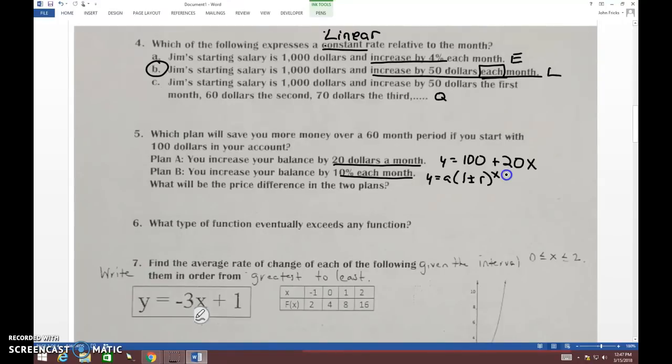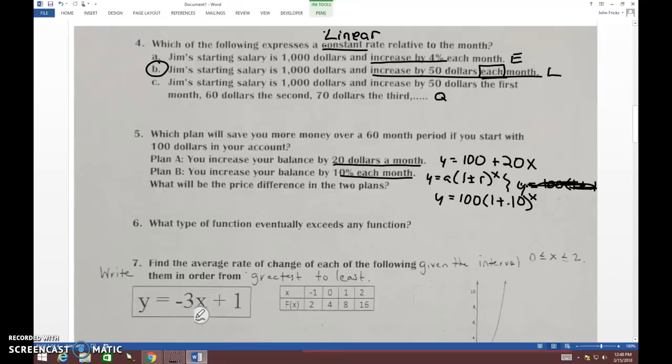So the formula here is actually going to look like this. y equals, we start off with $100, and then it's going to increase. So that's going to be 1 plus, and then we're going to increase by 10%. I'm running out of space. Let me drop down here. All right, we're going to have y equals 100, parentheses 1 plus 0.10 or 10%, and then we're going to raise that to the x power. All right, so that's going to give us our equation.